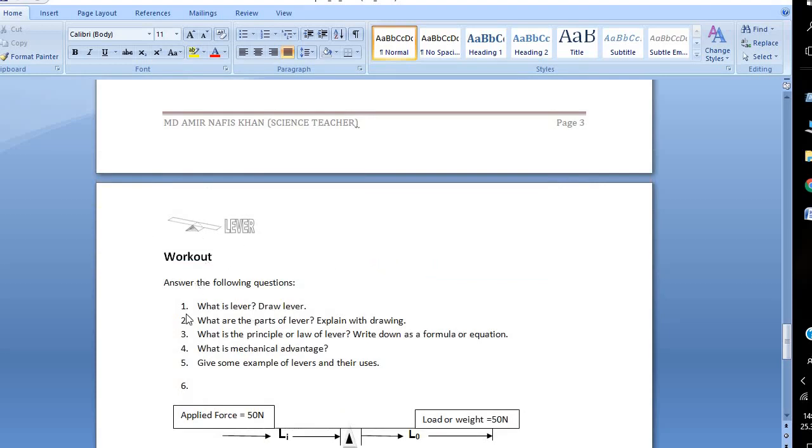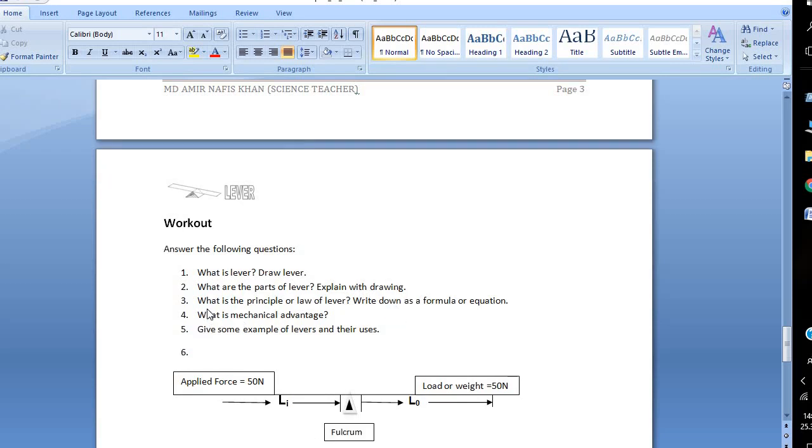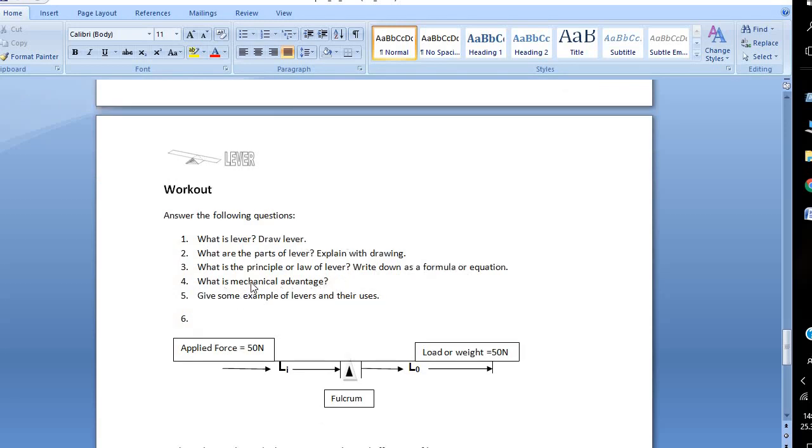Okay, so work out the questions easily. What is a lever? You just give the definition, draw a lever, and practice drawing the lever. What are the parts of a lever? Explain with a drawing. What is the principle or law of lever? And write down the formula equations. Very simple questions. What is mechanical advantage? Give some examples of levers and their uses.